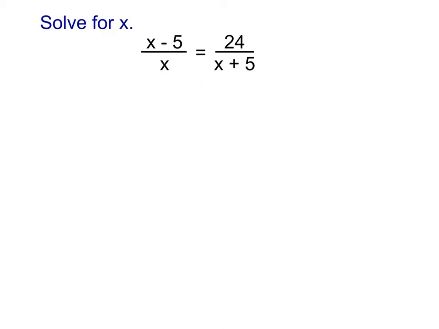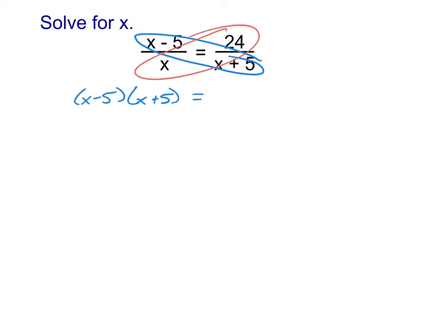All right, and then we head into our last problem that we're doing in this lesson. And the strategy again is still the same. We're still going to cross multiply here. Now, in order to cross multiply, that means I'm going to have to do x minus 5 times x plus 5. And then that's going to be equal to, cross multiplying the other direction, 24 times the x, which of course is just 24x.